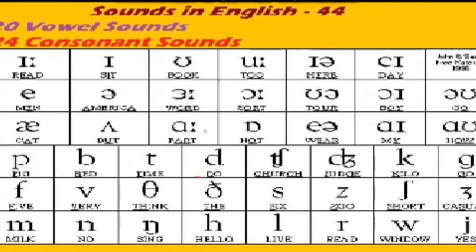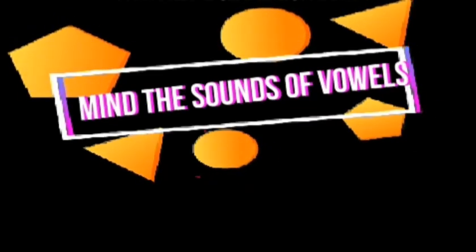So see, there are 44 sounds in English. These 26 alphabets make 44 sounds. Among them, 20 are vowel sounds and 24 are consonant sounds. 20 vowel sounds, right? A, E, I, O, U. Do only these 5 letters make the 20 vowel sounds? No, not only these letters. We have to mind the sounds.